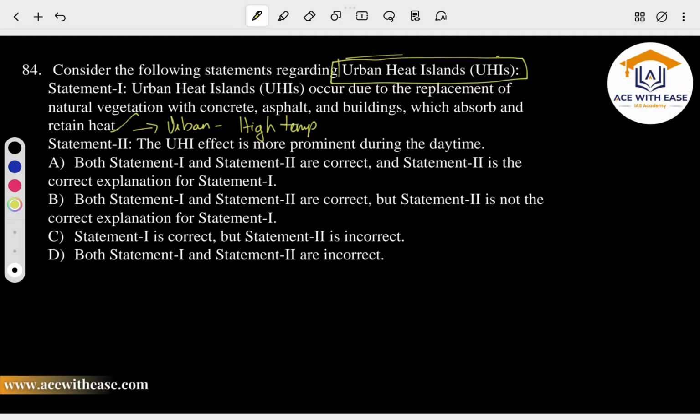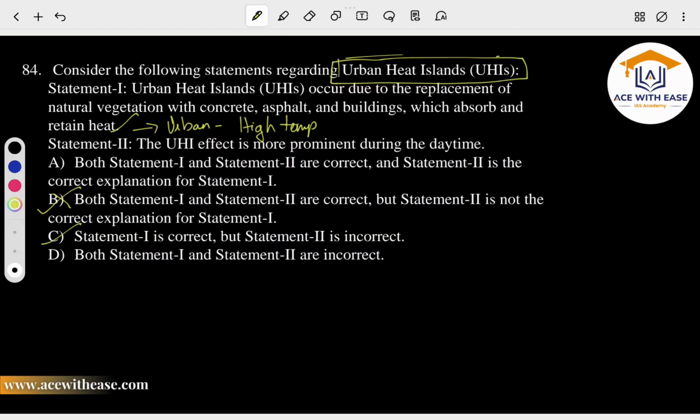Statement 2, the urban heat island effect is more prominent during the daytime. So this statement is not entirely correct; we do find it during the daytime, but it is even more prominent during the night time. So here a cooling effect is not observed, so it is not B but it is C.